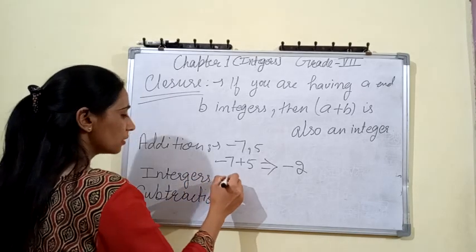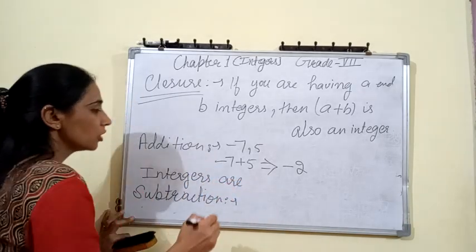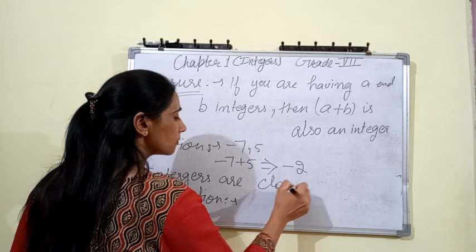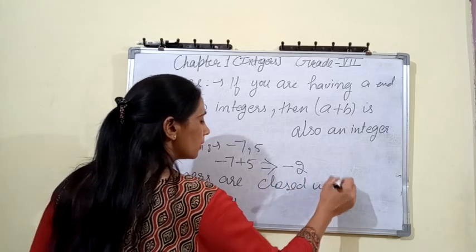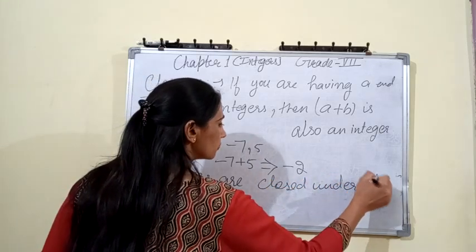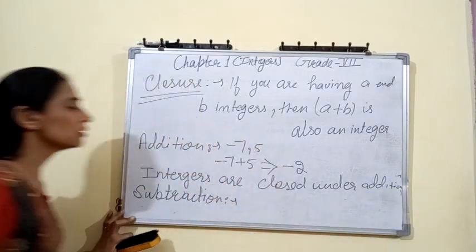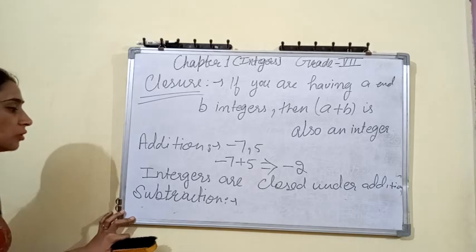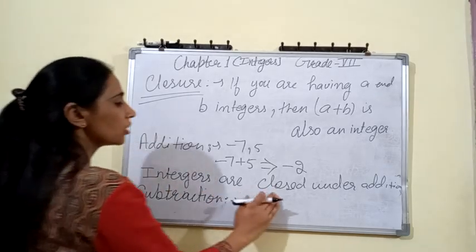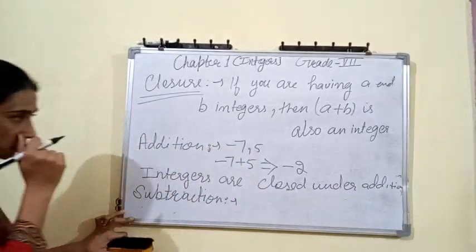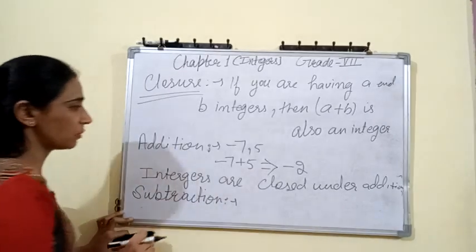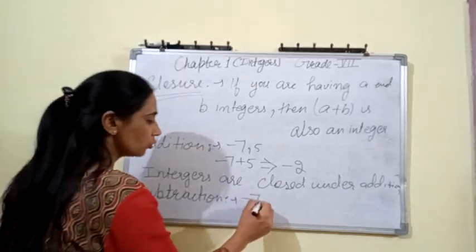So we will say integers are closed under addition, because we are talking here about the closure property. Okay, so integers are closed under addition. Now we will check this for subtraction, means we will take two integers.